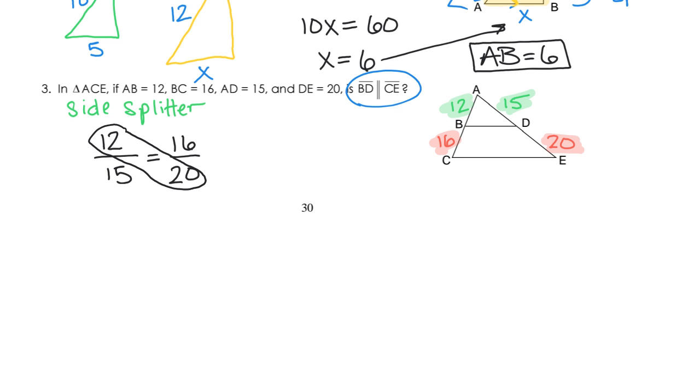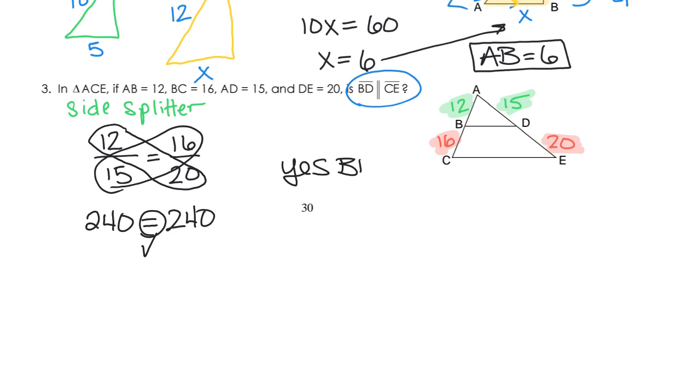12 times 20, when we do this cross, is 240. And we're going to see if it's equal to 15 times 16. If it is, these lines are parallel. If it isn't, then the proportion doesn't work and the lines can't be parallel then, all right? But 15 times 16 is 240. And so we're going to go ahead and say yes, BD is parallel to CE.